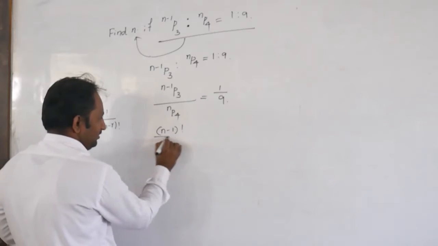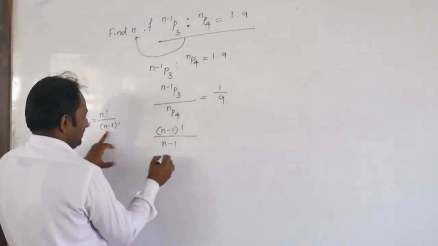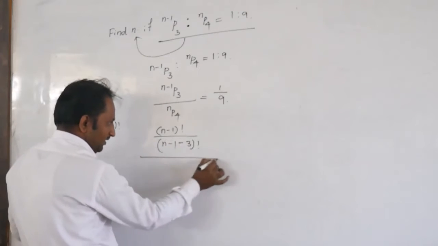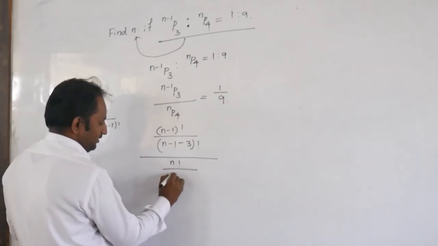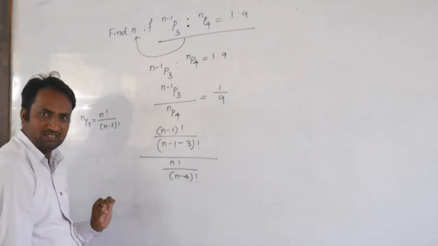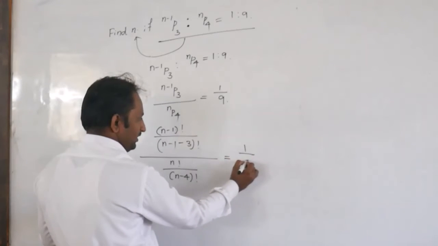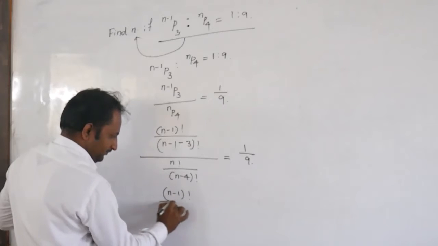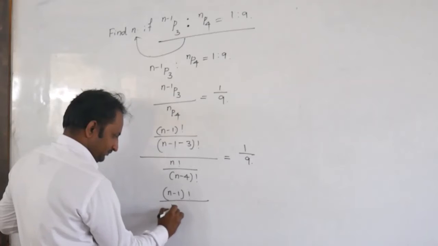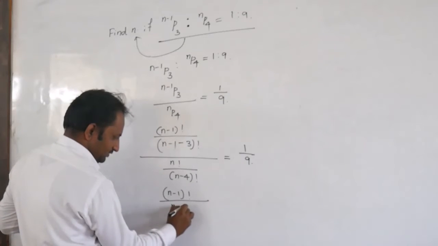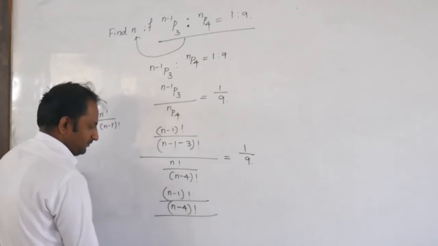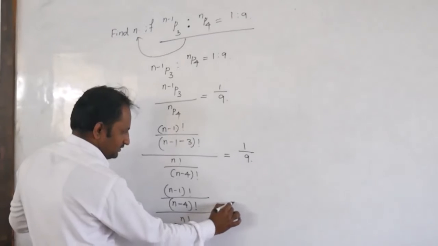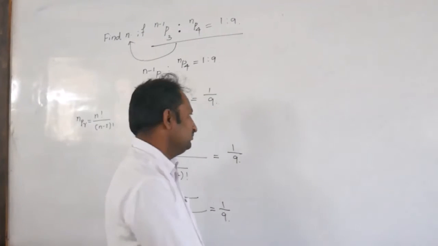(n minus 1) factorial divided by (n minus 1 minus 3) factorial, that is, n minus 4 factorial, divided by n factorial divided by (n minus 4) factorial, is equal to 1 by 9.